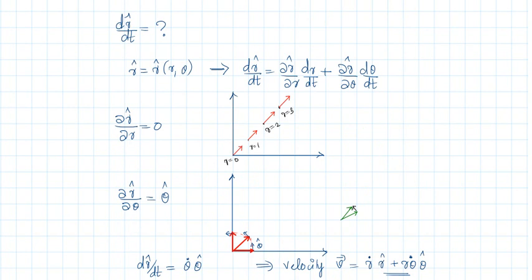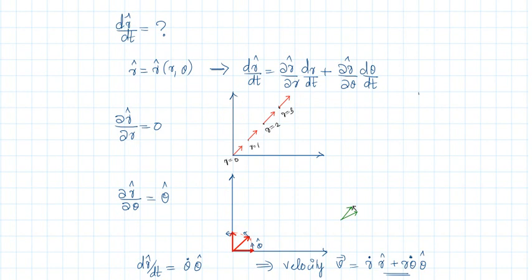r cap is defined along the increasing direction of polar coordinate r. So it will start from the origin or at any point of r, but it is always radially outward. Always radially outward. If you take r cap at this point, the direction will be different. So depending on the point you are considering, r cap will change direction.